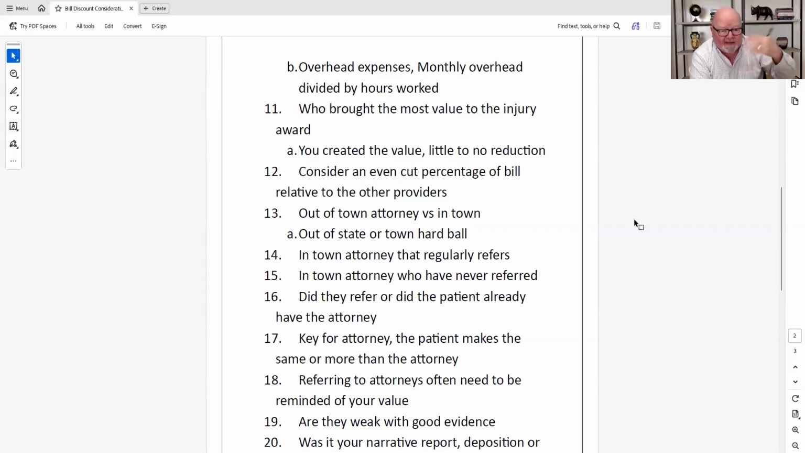Let's say your bill was greater than 3-to-1, and this is a dynamic in which it will probably happen. Let's say your bill is greater than 3-to-1, no permanency. So you're not going to get that much of an offer from an injury award. Now, this is very common with chiropractors, very common.